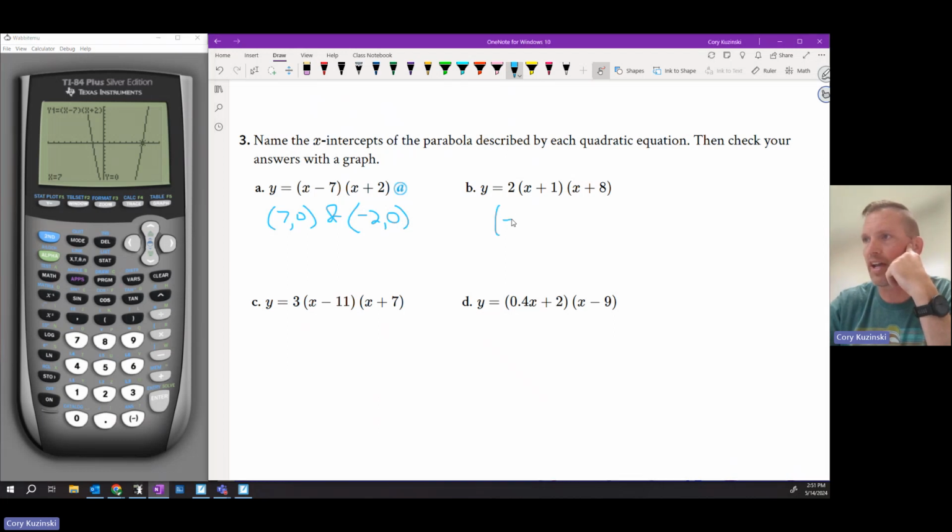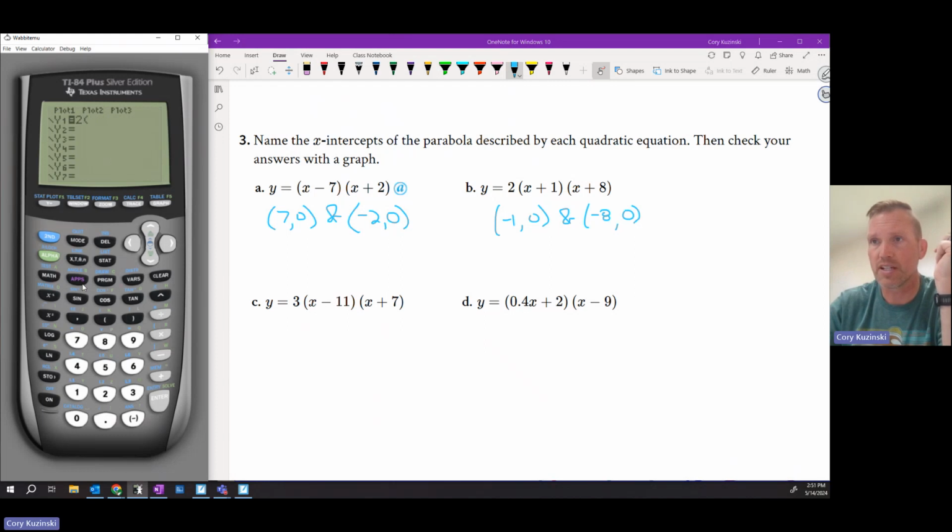All right, so what about here? -1, 0, and -8, 0. -1 and -8. I'm writing them as points. It can be written either way. Definitely don't go 0, -1, and 0, -8. Those would be y-intercepts. Let's check it.